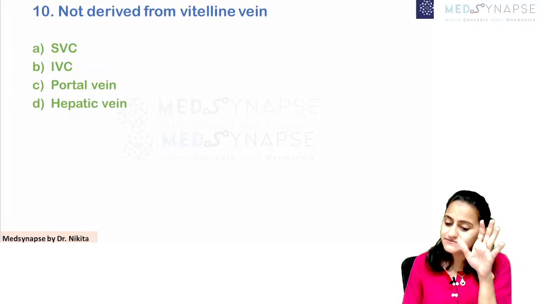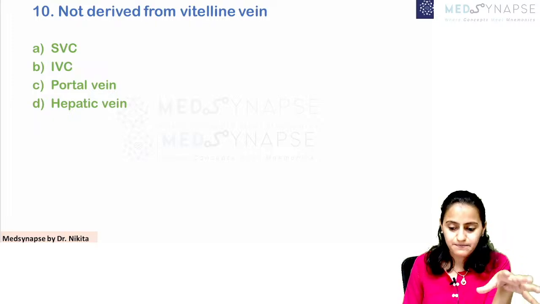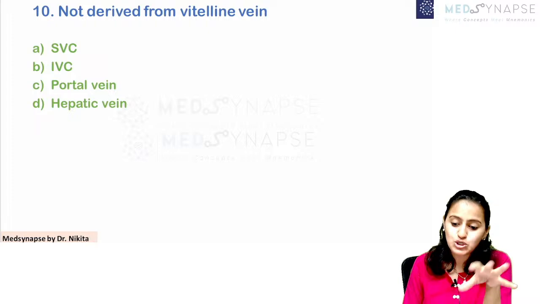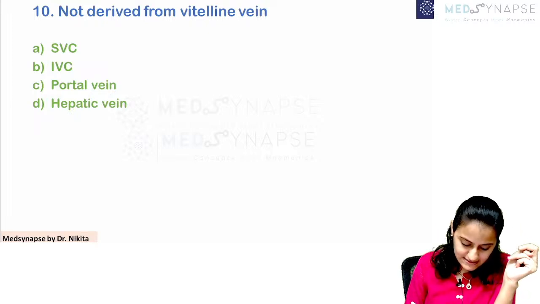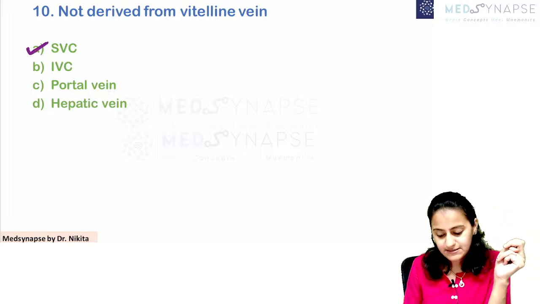Left phrenic nerve directly pierces the diaphragm. It does not go through any opening. Very good. The correct answer here is superior vena cava.